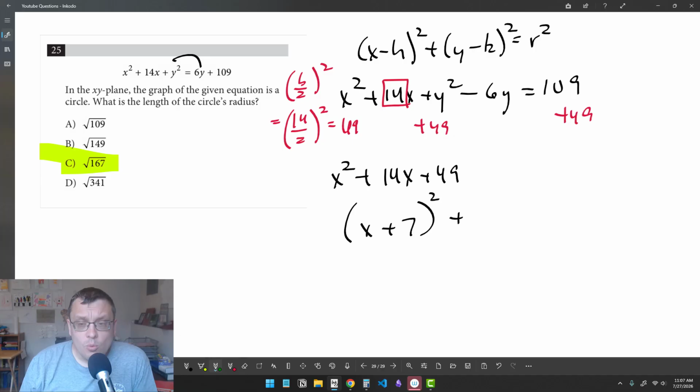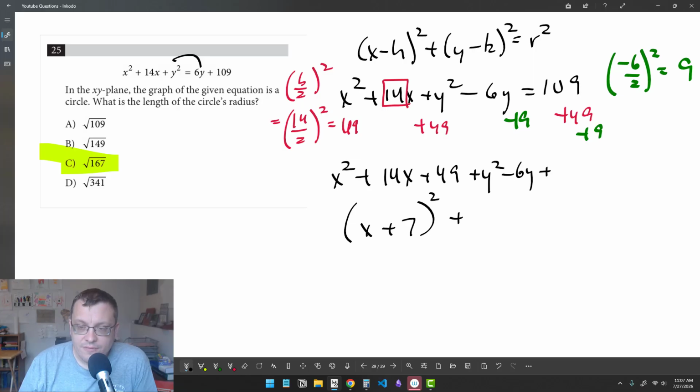We'll do the same thing now with the y's. So I'm going to take that negative 6 divided by 2 and square it. So we get negative 3. And we get 9. Negative 3 squared is 9. So I'm going to add that to both sides. And again, all I really care about is the right, but we'll just continue finishing this off. So I get y squared minus 6y plus 9, or (y minus 3) squared. And so I know the center of our circle is negative 7, positive 3, right? Extracting the h and the k from our equation, following the model.